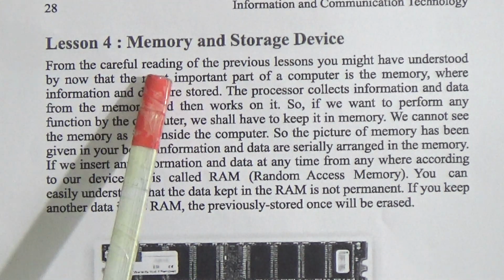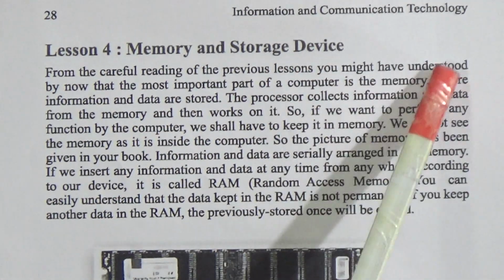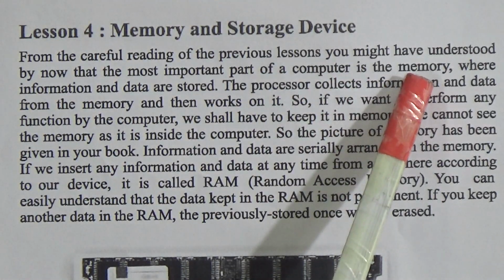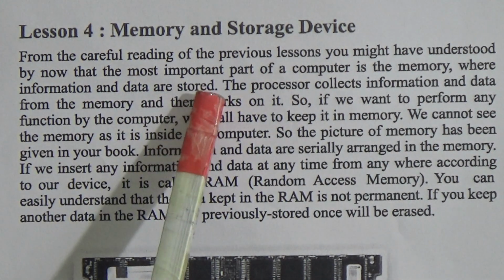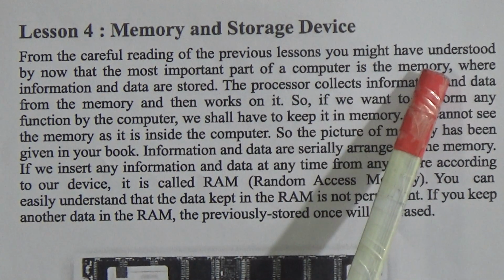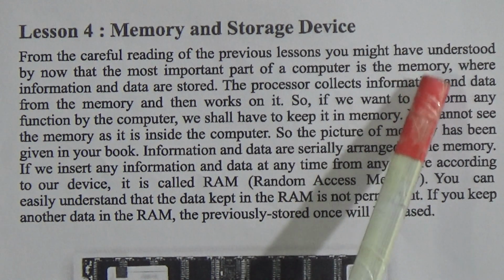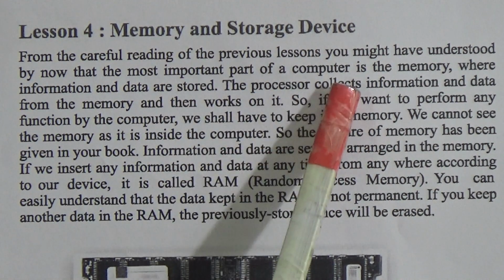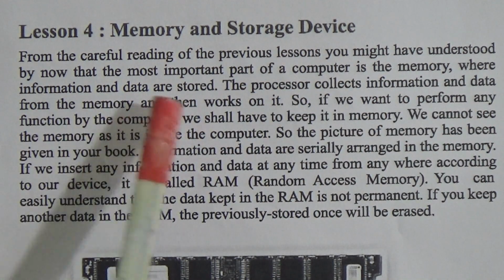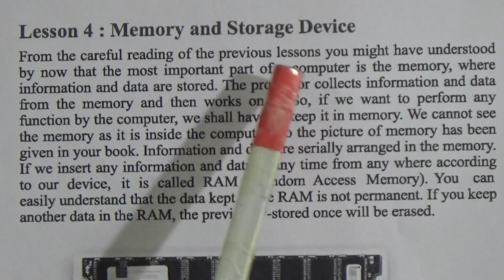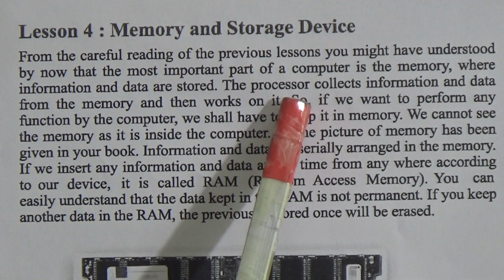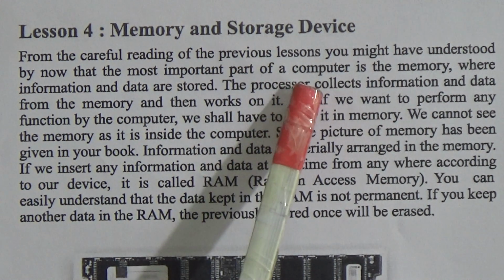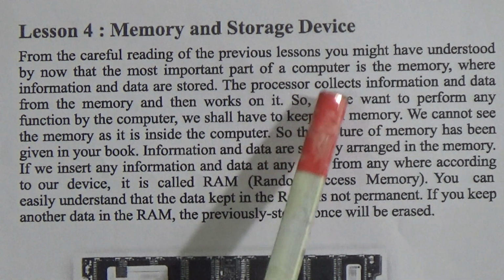From the careful reading of the previous lessons, you might have understood by now that the most important part of a computer is the memory, where information and data are stored. So, student, what is memory? Memory is a device that is used to store some information and data. The processor collects information and data from the memory and then works on it. So what is processor? Here, student, we know that processor is a small chip. It is the most important part of a computer. It is called the brain of a computer.